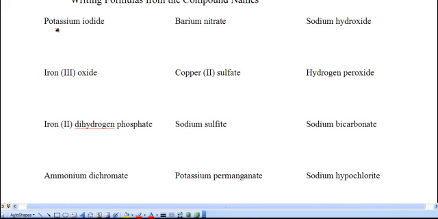And we're back into 9.2, still naming and writing formulas for ionic compounds. In this podcast, we're going to show you how you can write the formulas from the names. And it's just the reverse from what we did before.